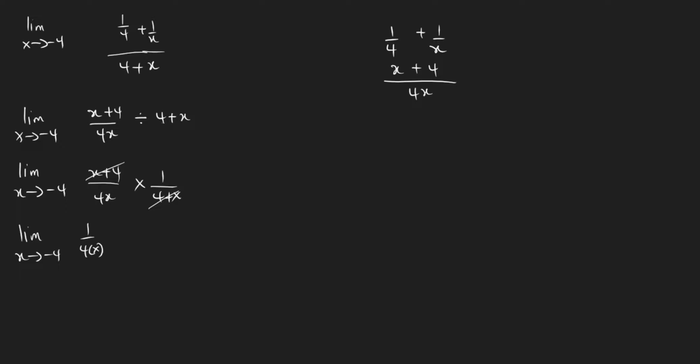So at this point, you can try the direct substitution. So you're going to have 1 over 4 bracket minus 4. And then this is going to give us 1 over minus 16. So now this will be the limit of the function. Okay, so let's look at another situation.